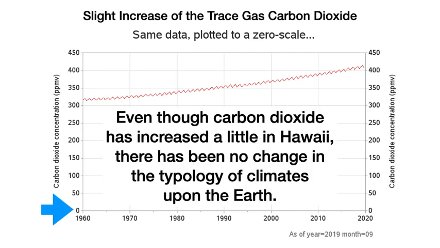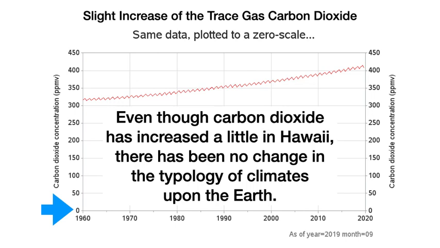And so, even though carbon dioxide has increased, and no doubt it's increased because we are using fossil fuels, especially oil, gas, and coal. It has been increasing, but it's not increased as much as it appears in the other graph. It's not as dramatic, we could say. But even though it has increased, when we look at the typology of climates upon Earth, they're still the same.